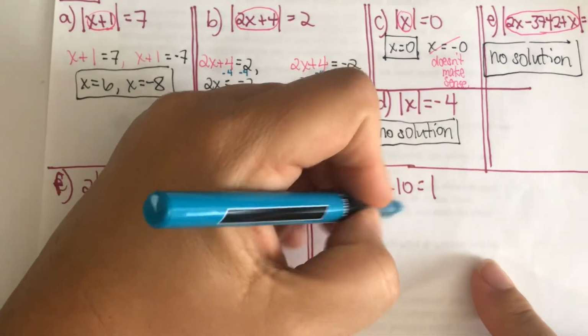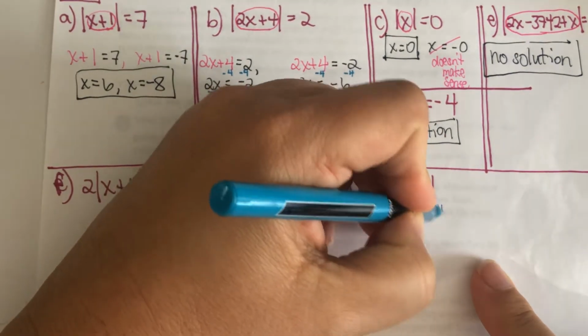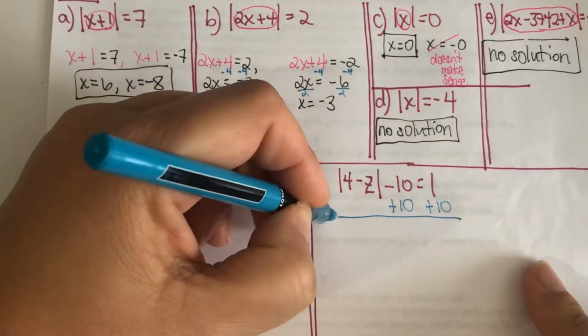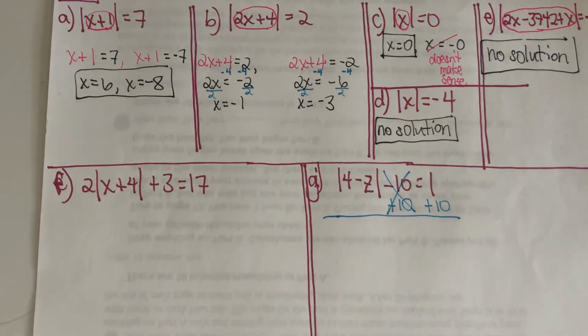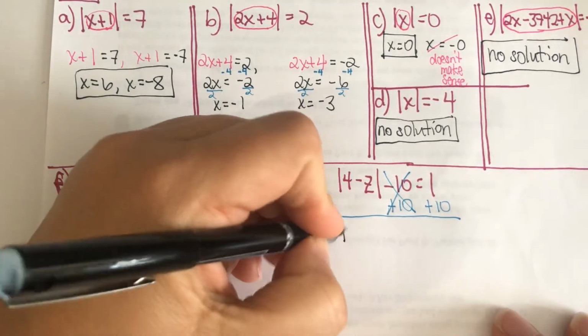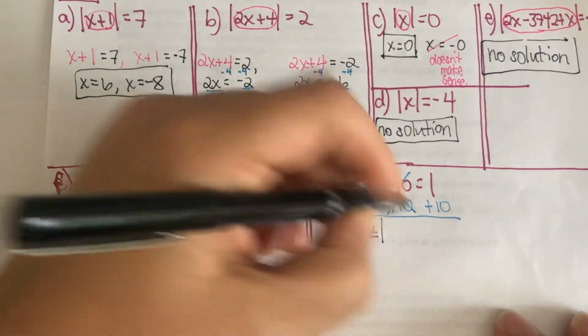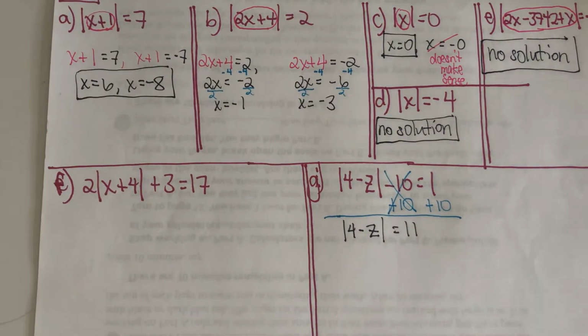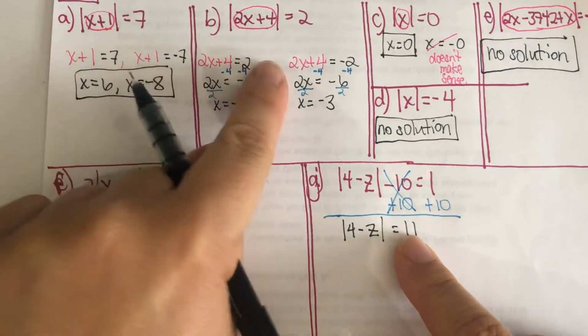Hopefully you said add 10. That's going to cancel out. So now I'm left with just 4 minus z with the absolute value equals 11. Now I can treat it like these previous problems here.